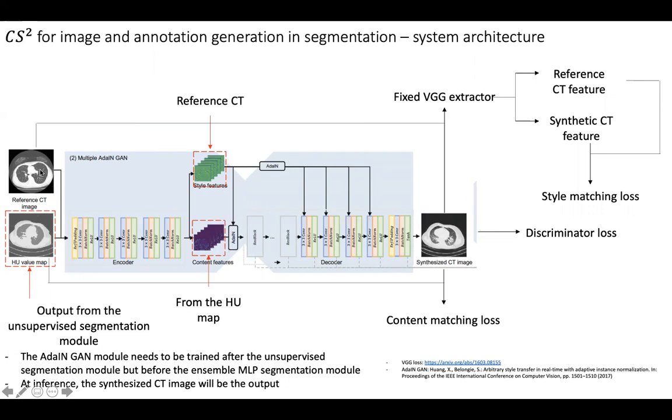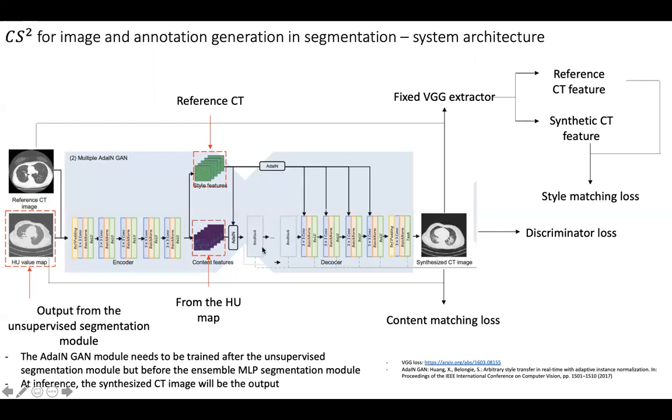First, for each of these reference image and the HQ map image, an encoder will be used to generate a feature map for each of them. And then the style feature map from the reference image will be combined with the content feature map from the HQ map, and then the combination will be fed to this adaptive instance normalization, and we let it go through the decoder part, and then we get this synthesized image in the end.